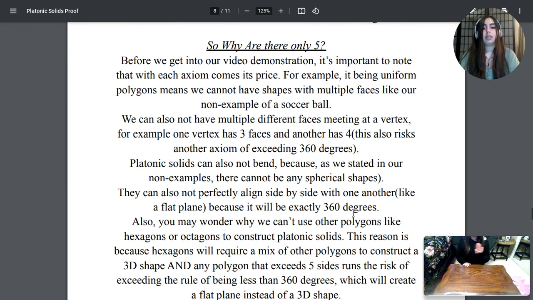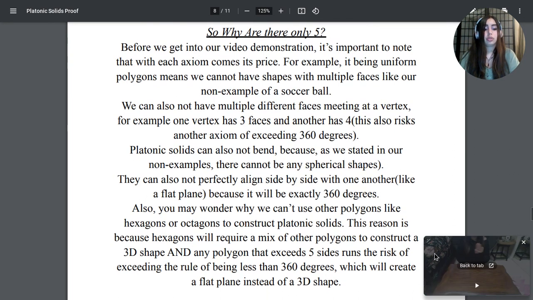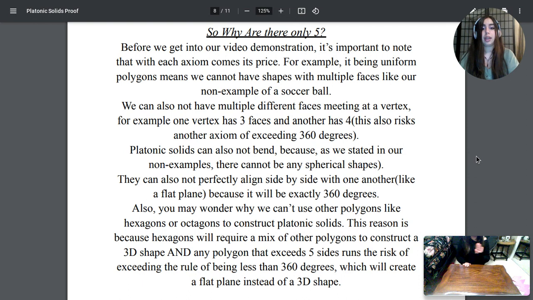So you might be wondering, why are there only 5? I have a video demonstration right here in the corner that I will expand for us so I can get into further explanation. But before we get into that, it's important to note that each axiom comes with a price. For example, it being the uniform polygons, we cannot have shapes with multiple faces. For example, a soccer ball has a mix of pentagons and hexagons.